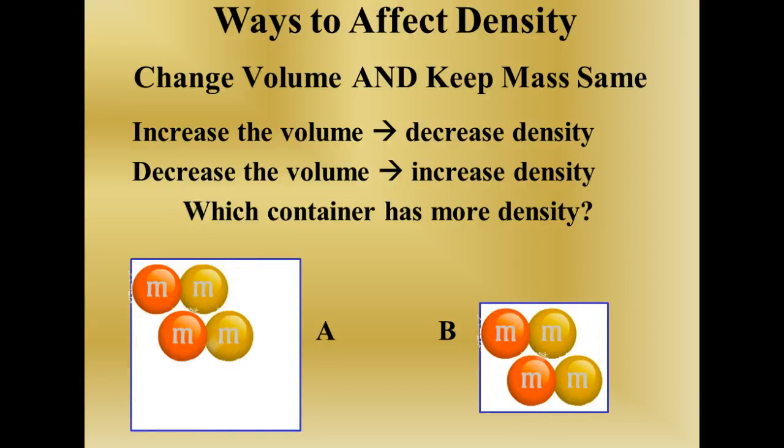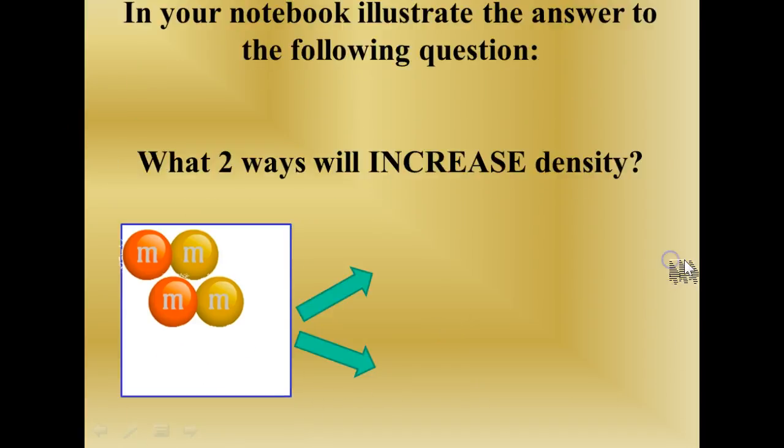So look at these containers. Which one has more density? This is going to be container B again. Look, you have the same amount of stuff but in a smaller amount of space. See, this stuff has more space to move around.